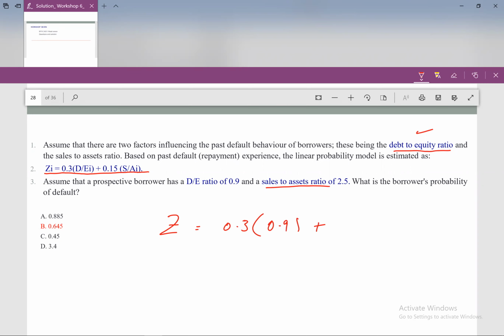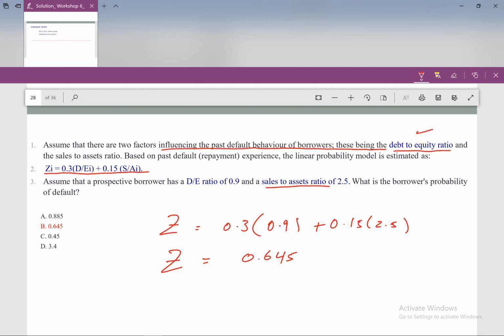109 plus 0.15 times 2.5. If you calculate this one, the Z will be 6.645. Now, this is not the ultimate Z. This assumes there are two factors influencing the past default behavior of borrowers.